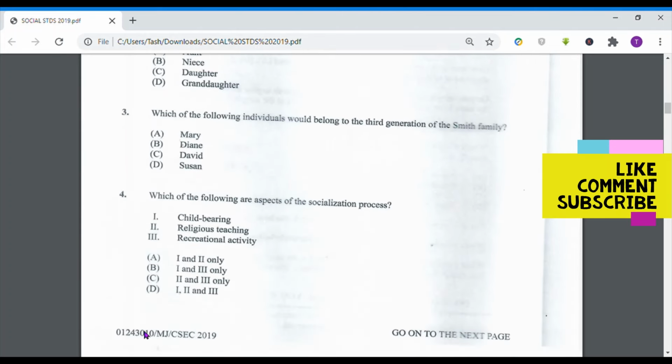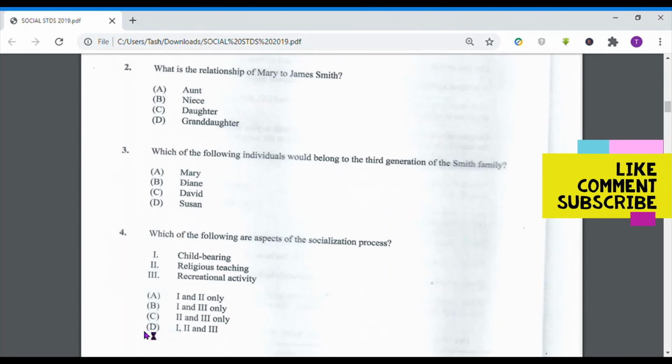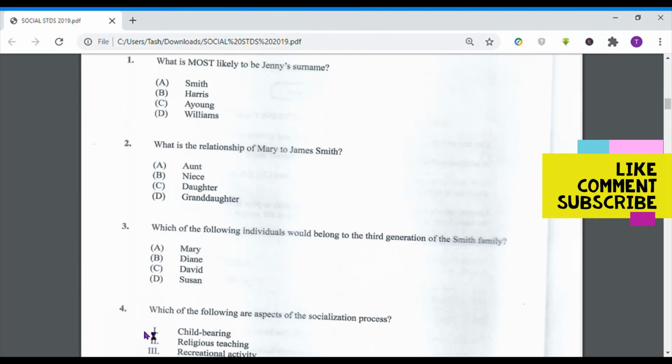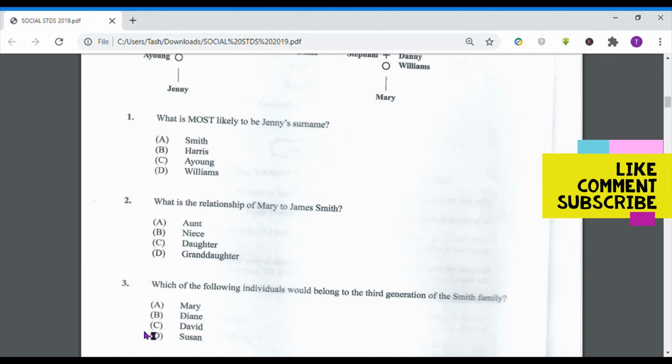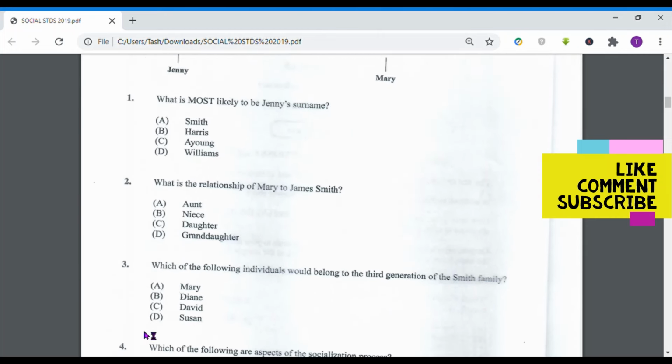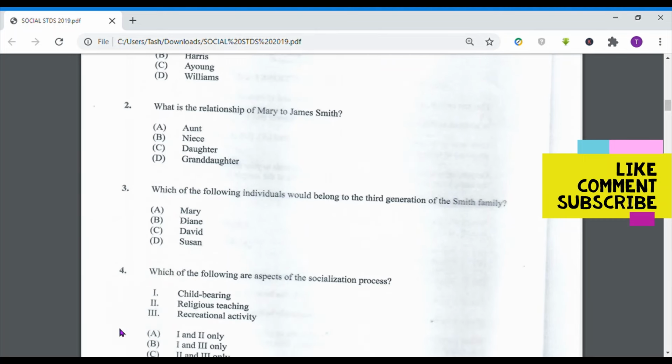Number 3, which of the following individuals would belong to the third generation of the Smith family? So third generation, that means that needs to be a grandchild. There are 2 grandchildren, that's Jenny and Mary. So any one of them that's in the options would have been your answer. So that would have been Mary. For number 3, your answer is letter A.